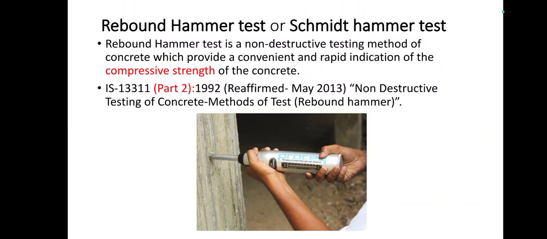It is also called the Schmidt hammer test. The rebound hammer test is a non-destructive test mainly used to find the surface hardness, and indirectly we can find the compressive strength of the concrete. An IS code is solely related to this test, IS 13311 Part 2, 1992. It deals with the rebound hammer test and the table we have to follow to assess the quality of the concrete based on the results got from this test.